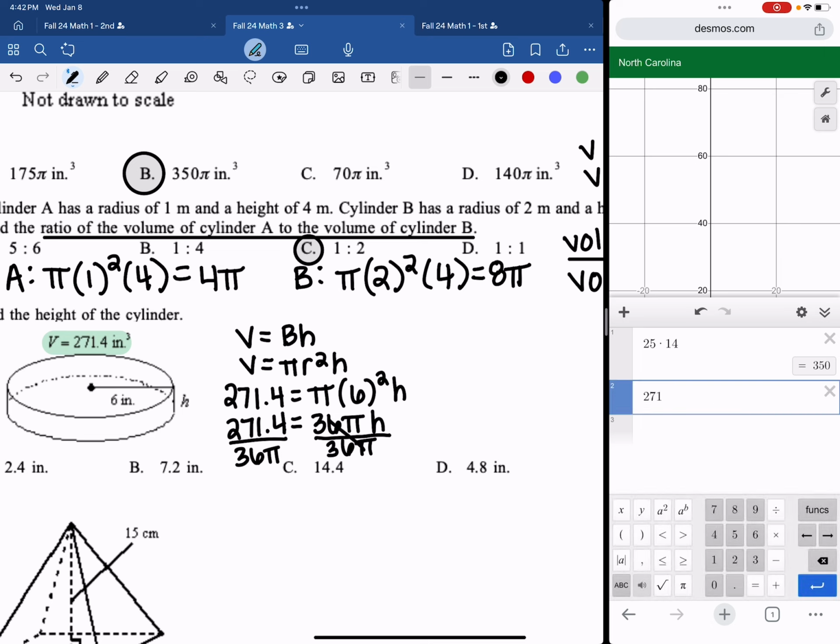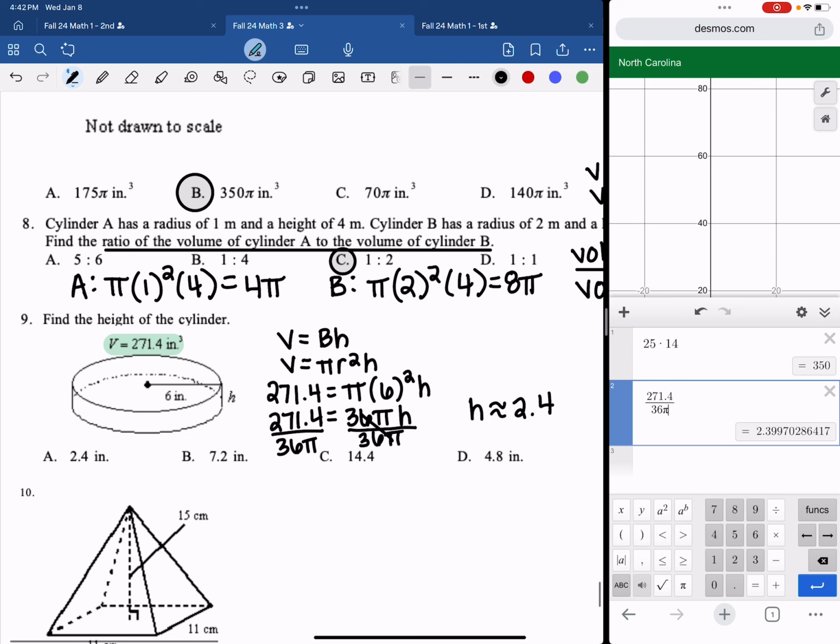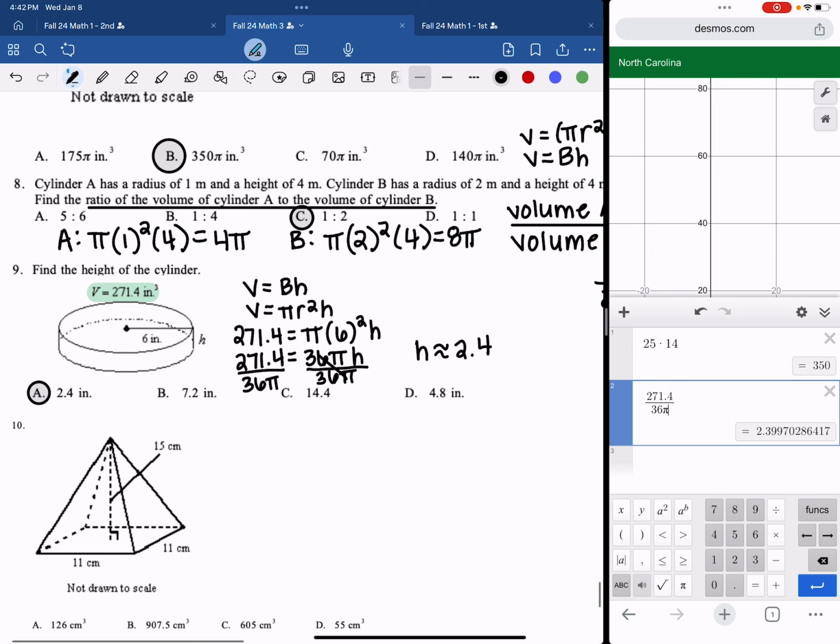So we're going to say 127.4 divided by 36 pi. So we get the height is approximately 2.4 inches. And again, I know that this is correct. All of my units are the same. My volume was in inches. My radius was in inches.